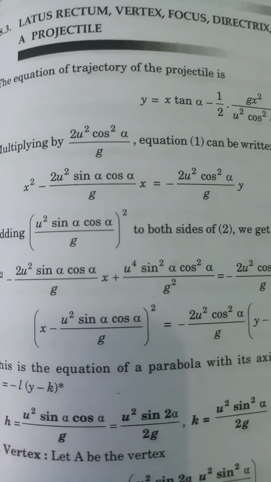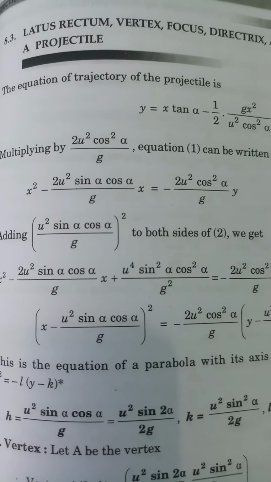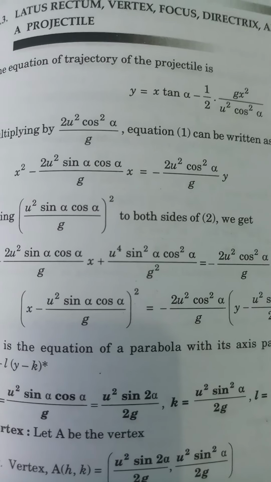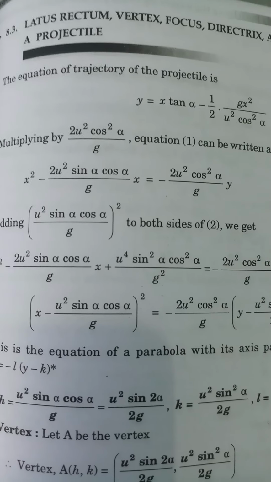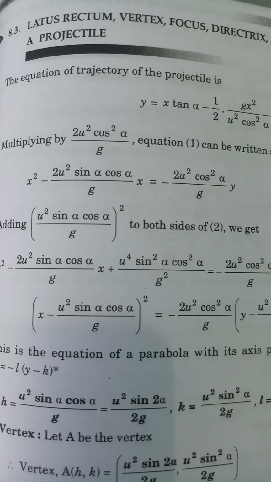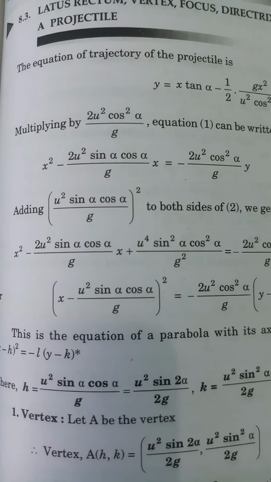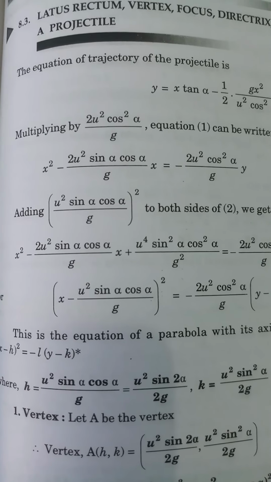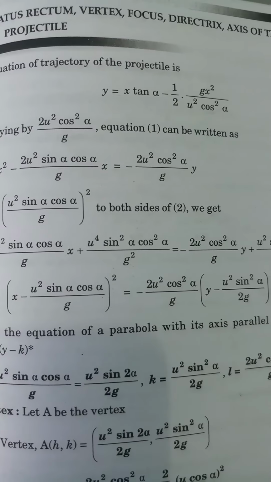Then equation 1 becomes x square minus 2u square sin alpha cos alpha by g into x, and after simplification it comes out to be equal to minus 2u square cos square alpha by g into y. By adding u square sin alpha cos alpha by g whole square to both sides, this is equation number 2.